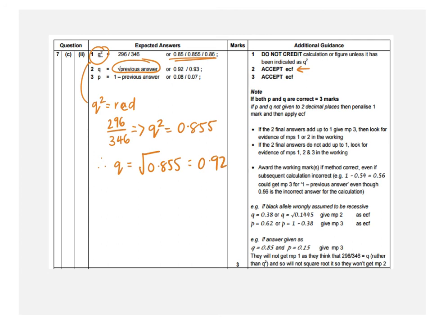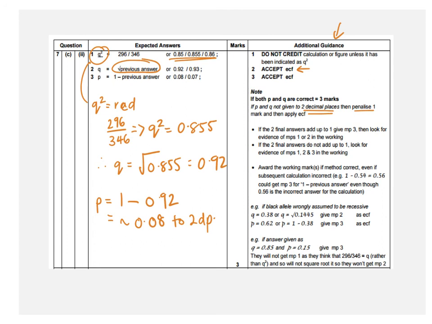Now the final part of the question was for finding out what P is, and we know that P plus Q is 1, therefore 1 minus that 0.92, or the square root of Q squared, whatever you got for that value, gives you your answer, which should be about 0.08 to 2 decimal places. Have a look down the right hand side. So this is the additional guidance section. This is where you can find out if you've got the correct answer. If P and Q are not given to 2 decimal places, then you get penalised 1 mark straight away.